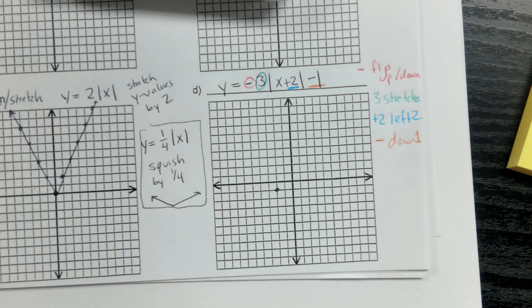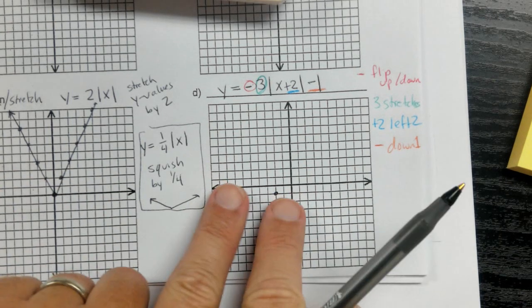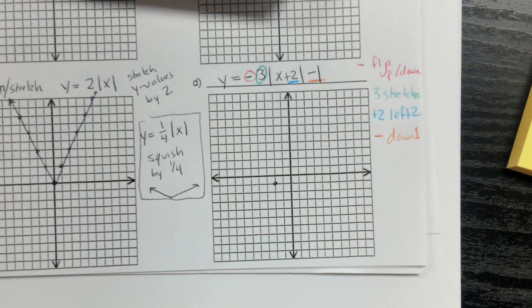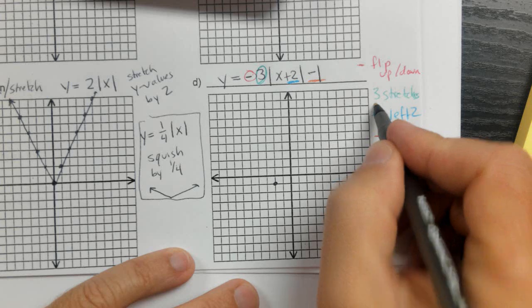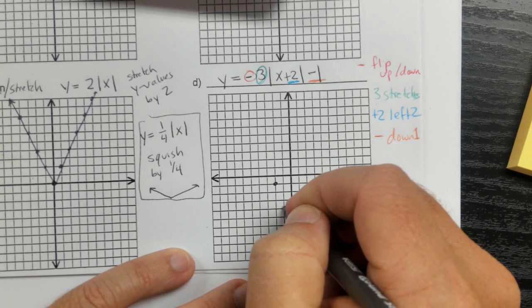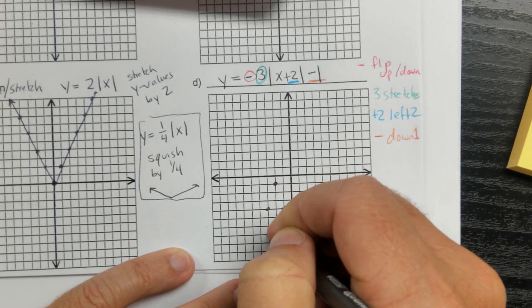And now I have to stretch it and flip it. I kind of need to do those at the same time, right? Because if I only stretch it, it ends up pointing up. But I need to flip it. So it needs to be flipped and stretched. So I'm going to go down 3 over 1. Down 3 over 1.